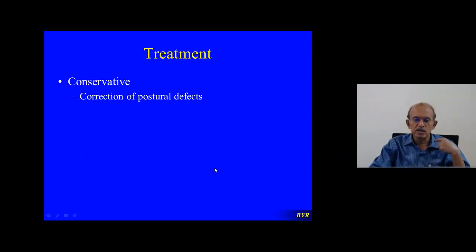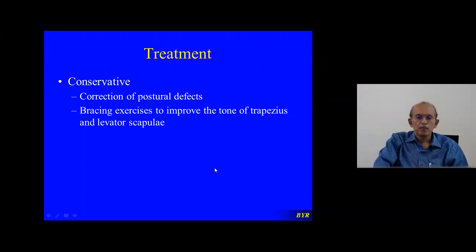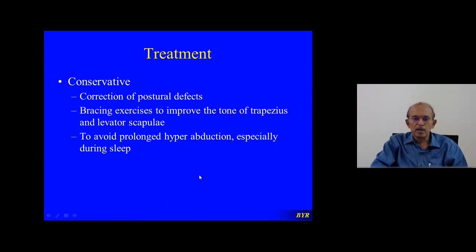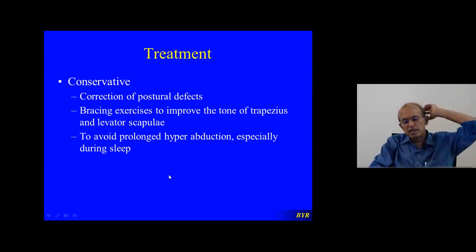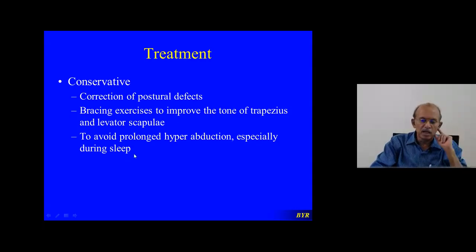So what you must do is correct the postural defects by shoulder exercises so that the shoulders can be lifted like this, not to so much extent. They are not drooped down. Brace the tone of the trapezius and levator scapulae to avoid prolonged hyperadduction, especially during sleep. Some people keep the hand like this during sleep. So this hyperadduction also can cause the neurological problems.